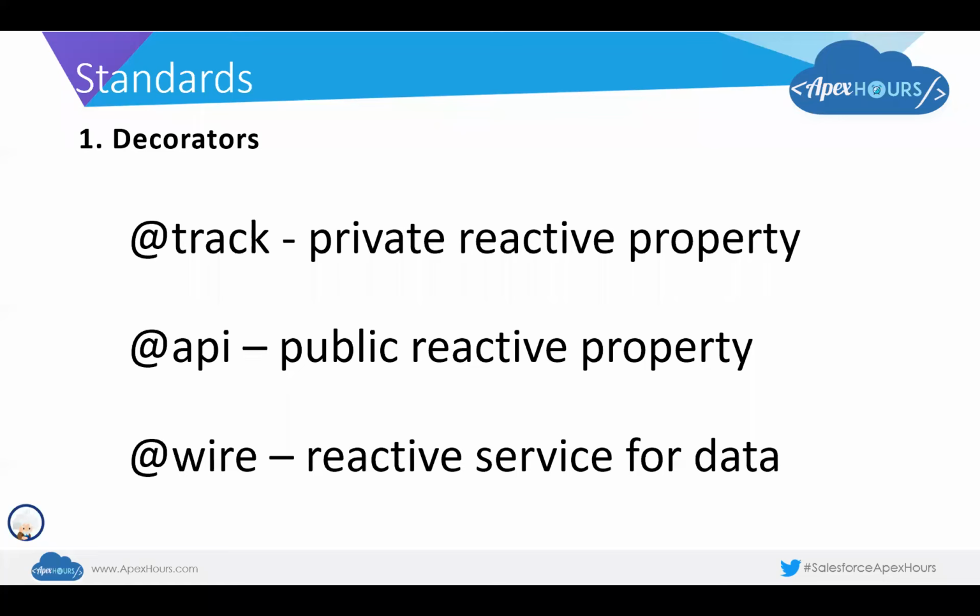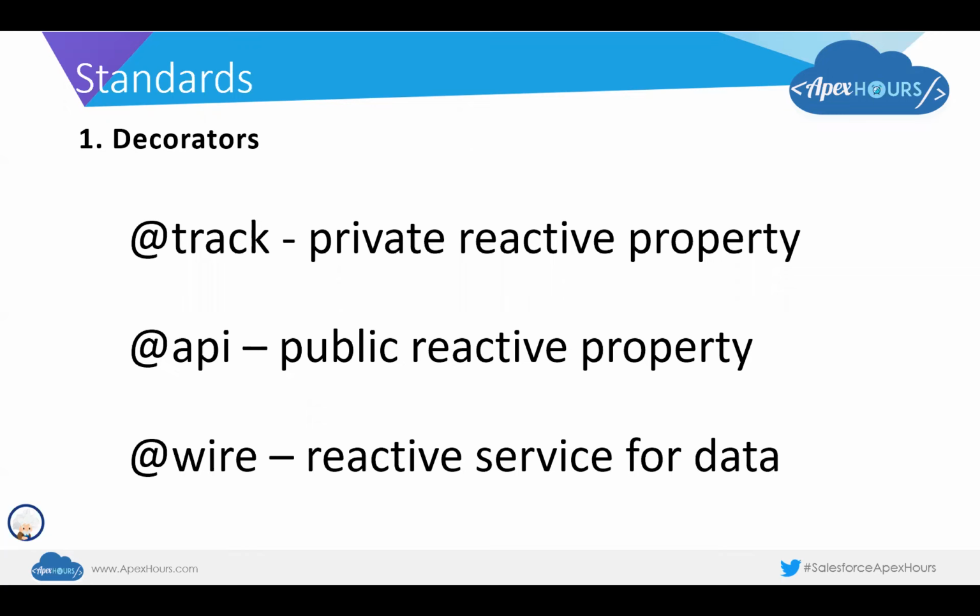The @api property makes it to where the JavaScript property is available for call out from other functions. So it's the same thing as putting @AuraEnabled around Apex code, where you could allow it to be consumed by a JavaScript function that way.